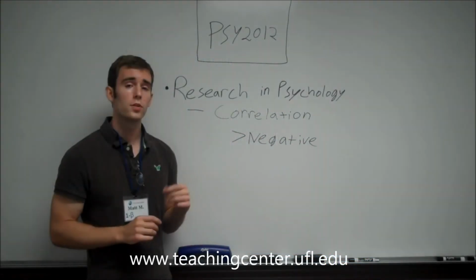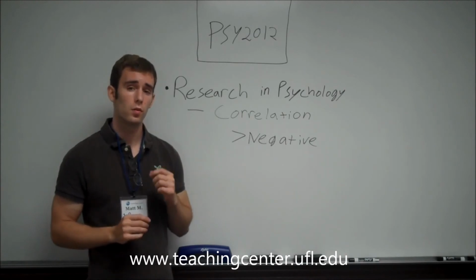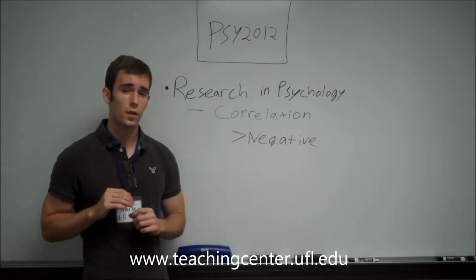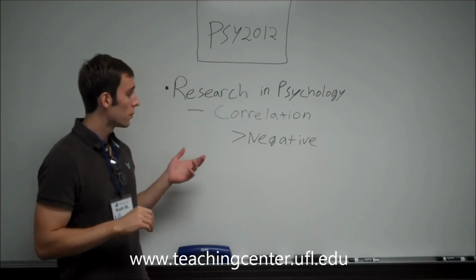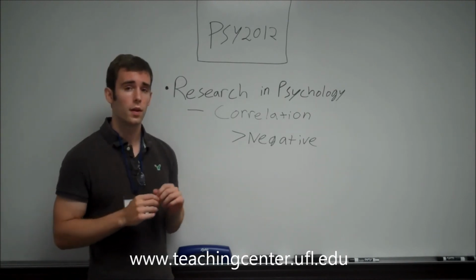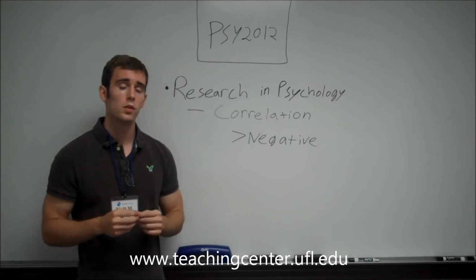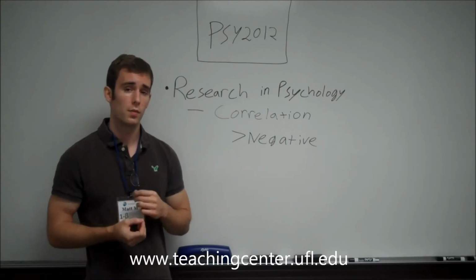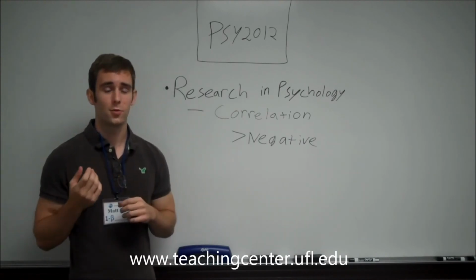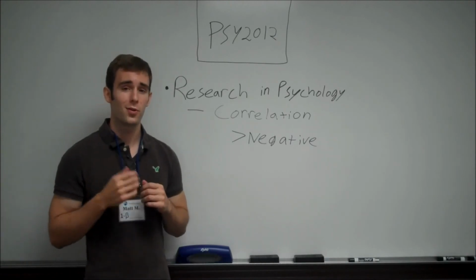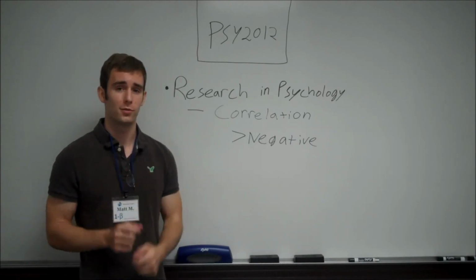A negative correlation ranges from anything below 0 all the way down to -1. What's going on here is, as one variable goes up, the other goes down. So for example, amount of time spent partying and test scores. The more time you spend partying, the lower your test score.